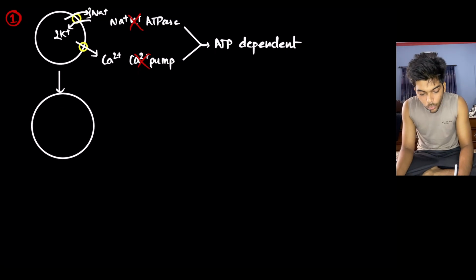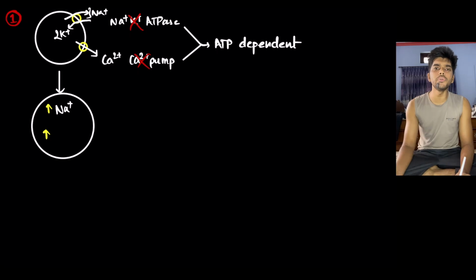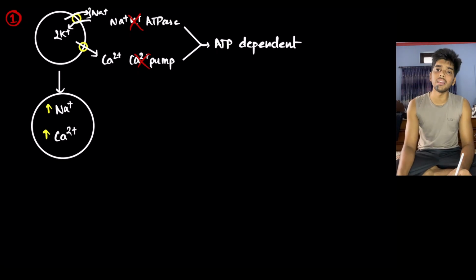As a result, within the cell, accumulation of two ions take place. Number one, accumulation of sodium ions takes place because sodium potassium pump is unable to push it outside. And number two, accumulation of calcium ions takes place because the calcium pump is unable to push it outside.